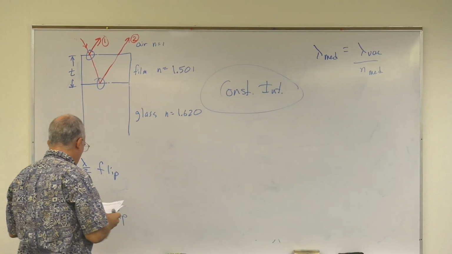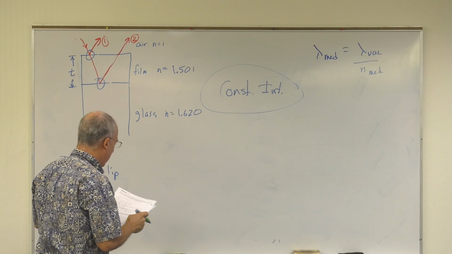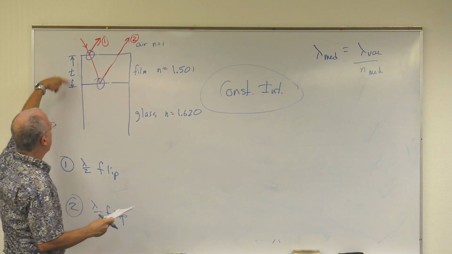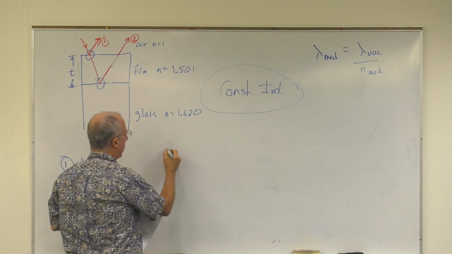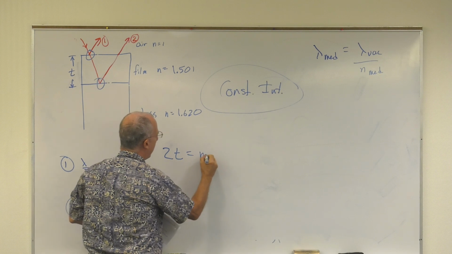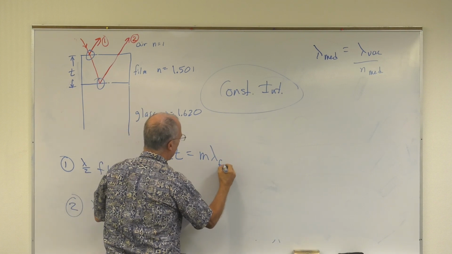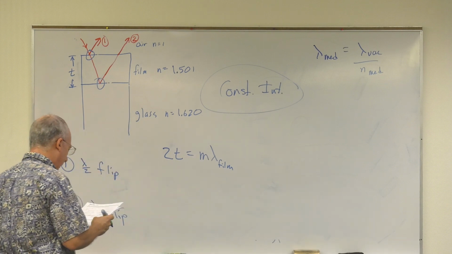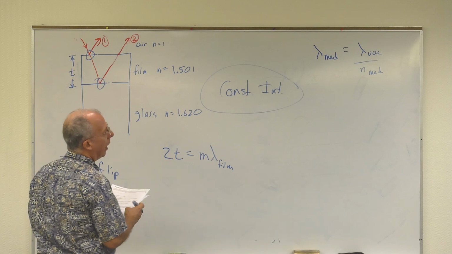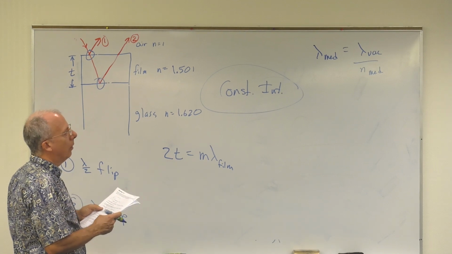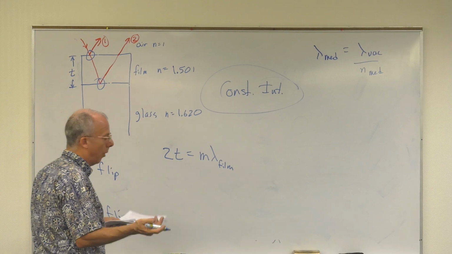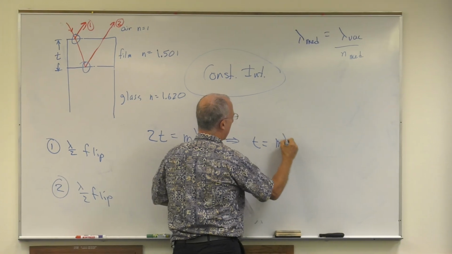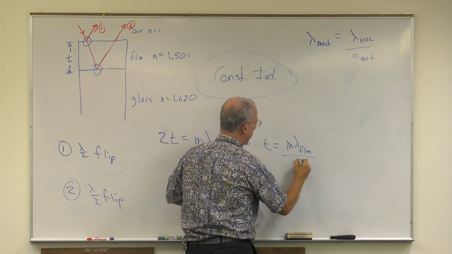Okay. So right now we have constructive. We want to keep it, but we get this path difference. So if we want to keep the constructive interference, we just want 2t to be m lambda film, and then we're guaranteed to have constructive interference. Okay. Now, what do they want? They want to know the thickness of the film. That's what they always want, or not always, but almost always. So therefore, the thickness is m lambda film divided by 2.